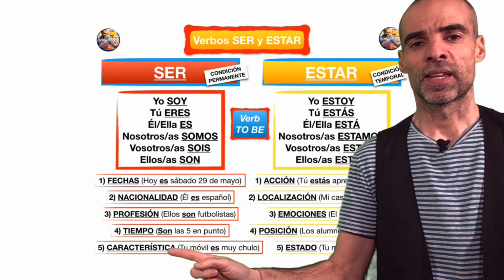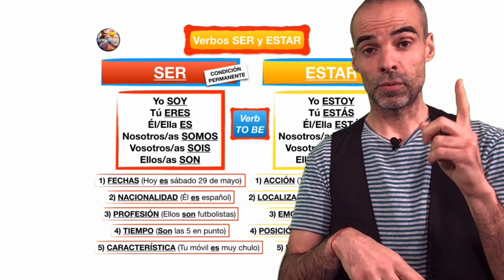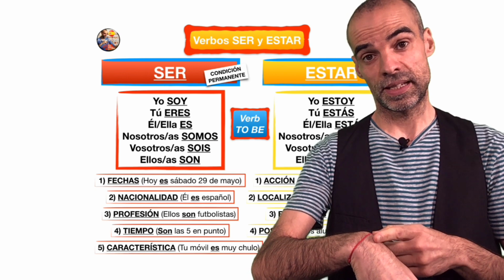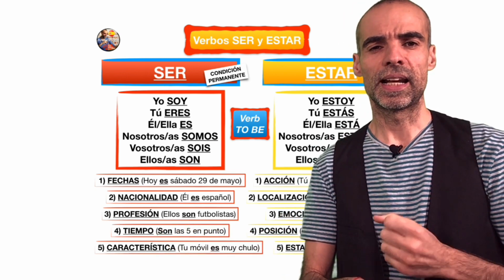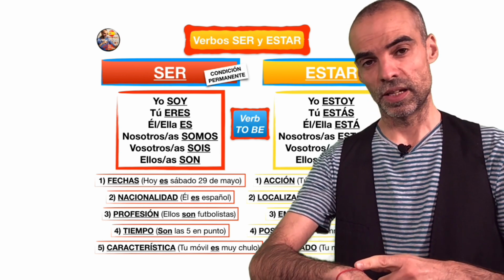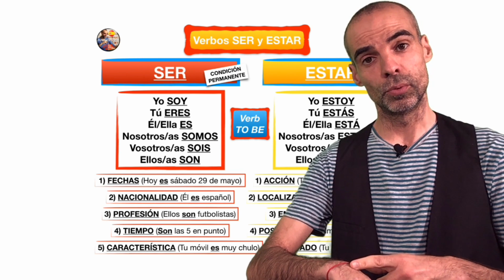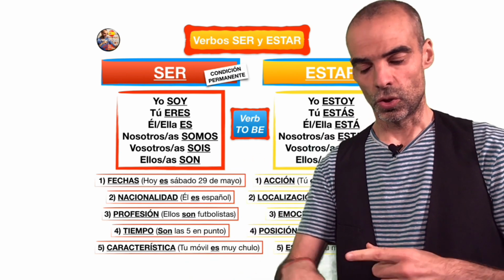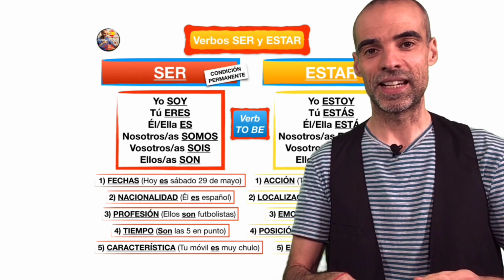Vale. Tiempo. The time. It's not the weather, which is the same word. Tiempo, weather, tiempo, time. Okay? Now we're talking about the time. Son las 5 en punto. It's 5 o'clock. We cannot say están 5 en punto. It doesn't make any sense in Spanish. Son las 5 en punto. By the way, you can check the video on telling the time.